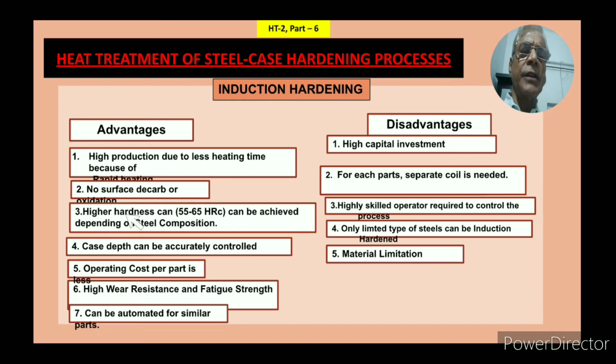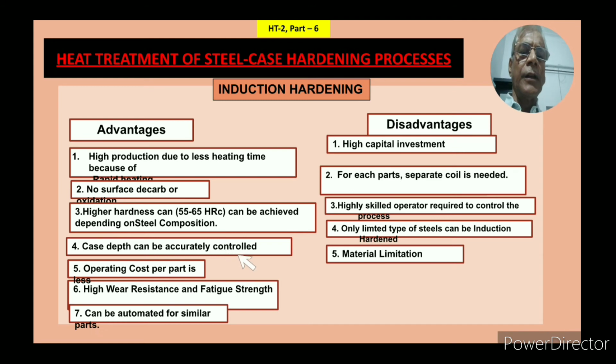Then the third point is high hardness, up to 55 to 65 HRC can be achieved depending upon steel composition. Yes, it varies from composition to composition, but you can achieve up to 55 to 65. It's a quite good surface hardness.